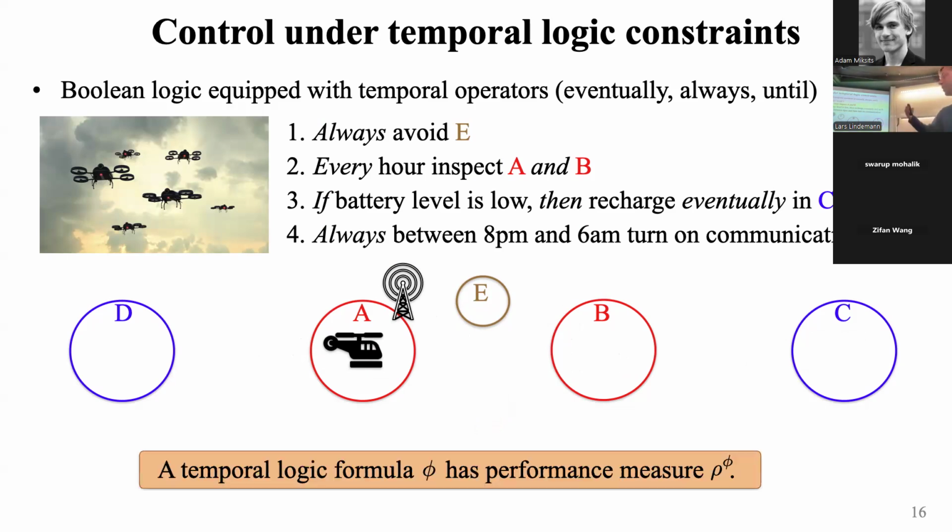The important part here is there's underlying syntax and semantics. And for each temporal logic formula, which we denote here by phi, we have a performance measure rho phi. As you know, this performance measure is positive if we satisfy the specification, and it's negative if we violate it, okay? And the more positive it is, the better it is for us. So it's really a performance measure in some sense, or in this community also referred to as a robustness measure.